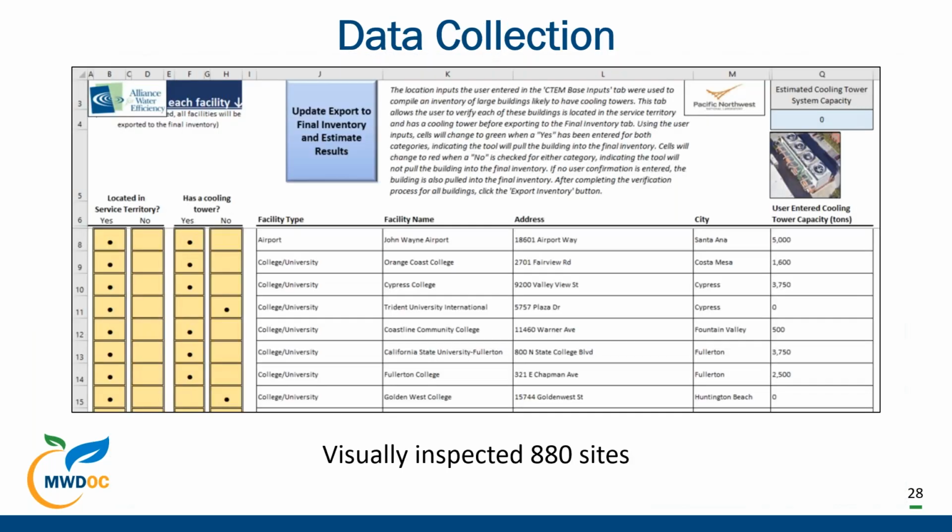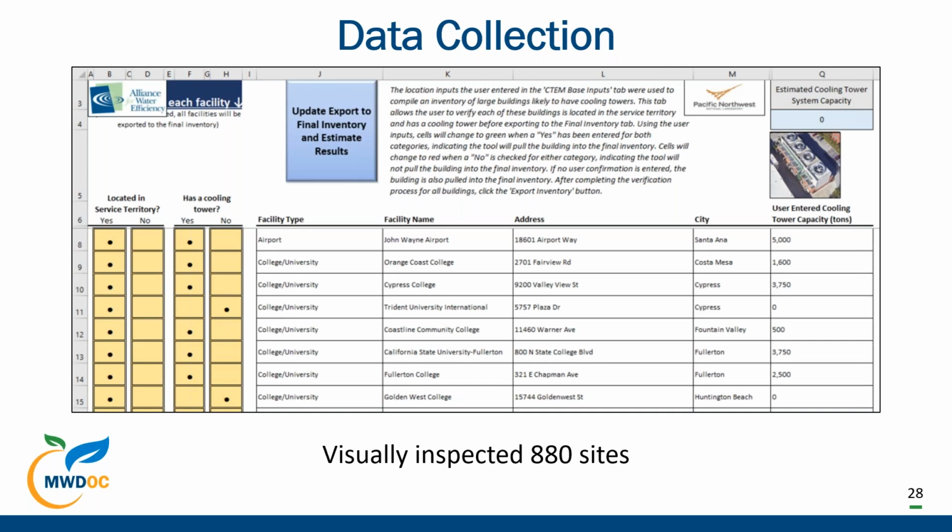Next slide. This is just a quick screenshot of the CTEM model, one of the data input pages. You can see there's some information here about the category, facility type, as well as the name and the address. The second column is data that I had put in, the has a cooling tower yes or no column. I had two main data sets, and I went through and visually inspected 880 sites. If I found a cooling tower, I could confirm there was a cooling tower present at the site, at least one. I marked it as a yes. If I didn't see one, then I marked it as a no for not confirmed.